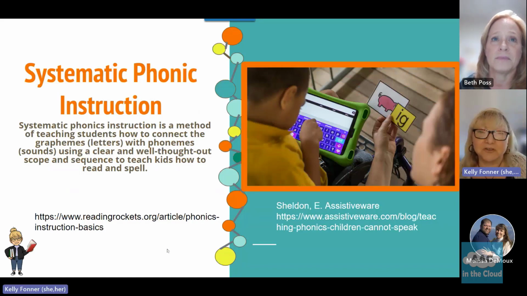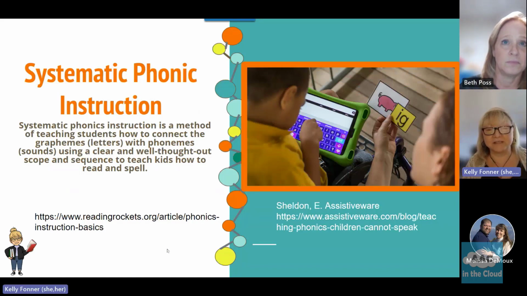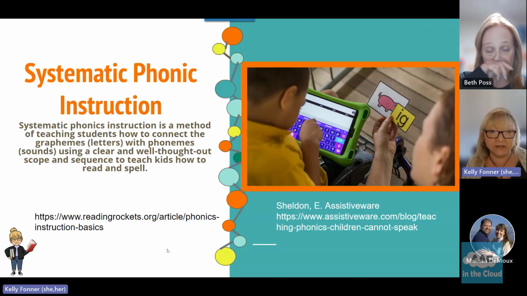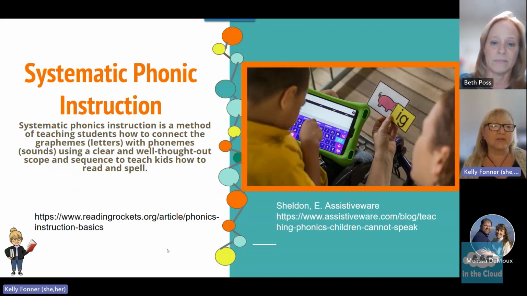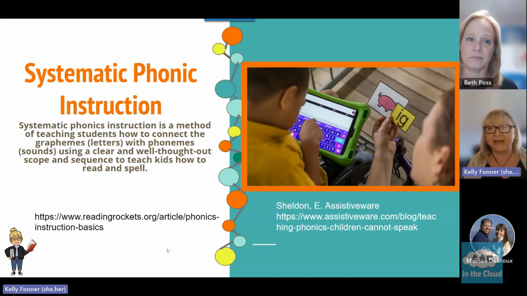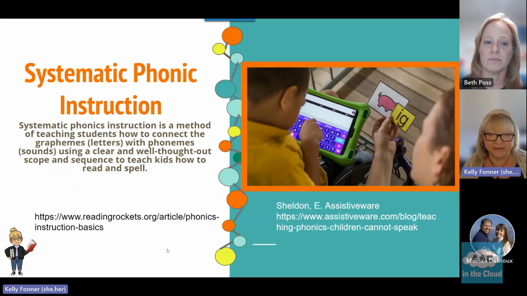So that starts to build us up to a more systematic phonics instruction. And we look at systematic phonics instruction as being the method of teaching students how to connect those graphemes, or letters, with the phonemes, the sounds, and being really clear and well thought out, with us having a scope and sequence of it. It isn't just about making it up as you go.